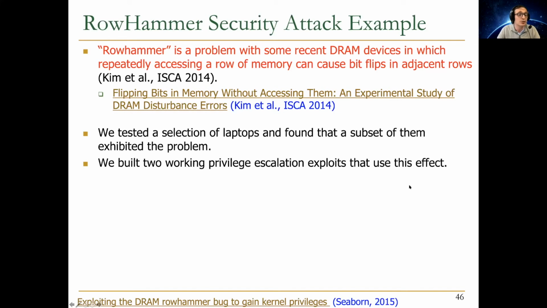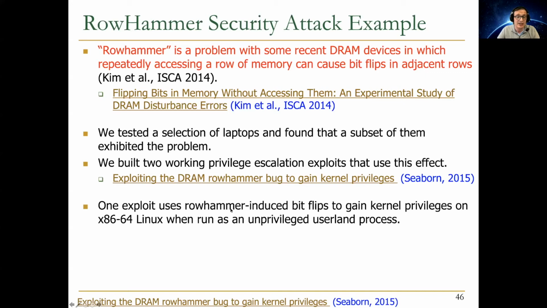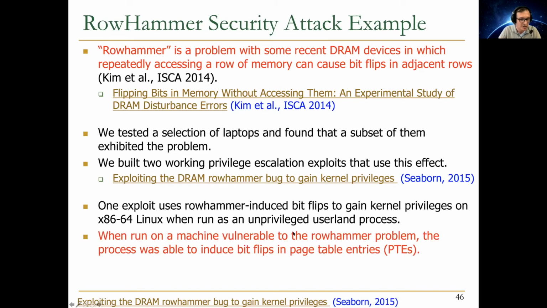And they basically built two attacks. One attack is very interesting. It basically uses these bit flips to gain kernel privileges on x86 Linux when you run this process as an unprivileged user-level process. So what it does at a high level, I'm not going to go into details because this is beautiful security engineering over here. And if you're really interested in system security, computer architecture and security engineering, you should really look at this blog post.